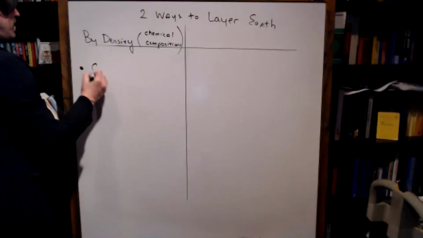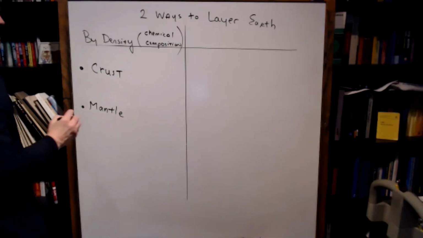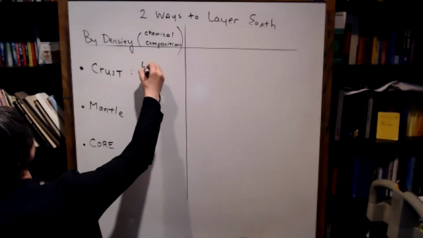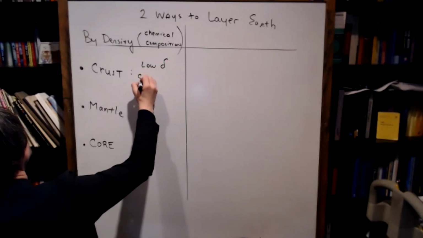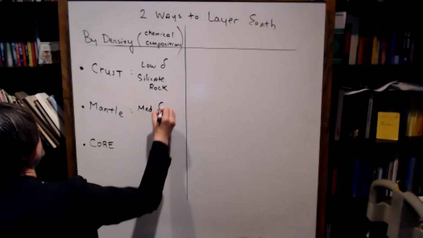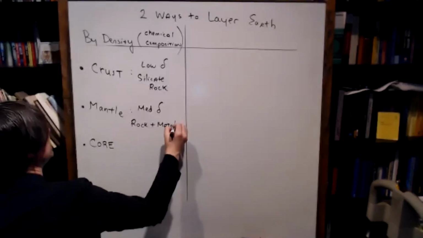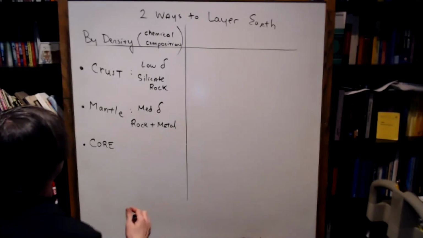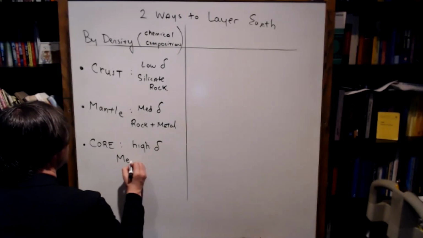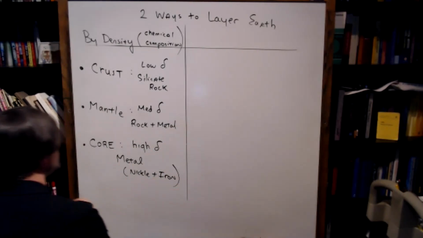This is what you've probably heard about before. There's the crust. There's the mantle. And there's the core. The crust is low density and is primarily made up of silicate rock. The mantle is of a medium density and is made up of some mixture of rock plus metal, which tells us that the differentiation of Earth is ongoing. And then the core is where we have the highest density materials, and that's mostly planetary metals. You'll remember that nickel and iron are the primary metals that make up the core of Earth.